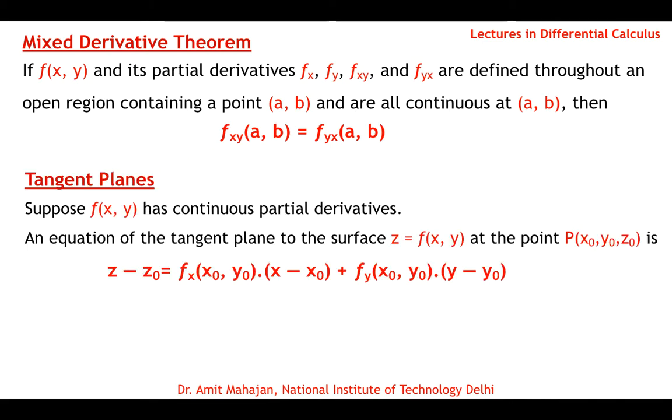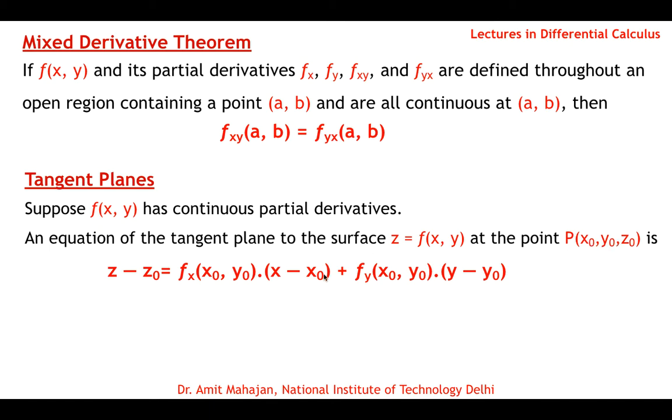The second important definition here is the tangent plane. Suppose the function has continuous partial derivatives. An equation of the tangent plane to the surface at the point x naught, y naught, z naught is given by this equation. z minus z naught is the partial derivative of f with respect to x at x naught y naught times x minus x naught, plus the partial derivative of the function with respect to y at x naught y naught multiplied with y minus y naught. So this is the equation of the tangent plane to the surface at point x naught, y naught, z naught.